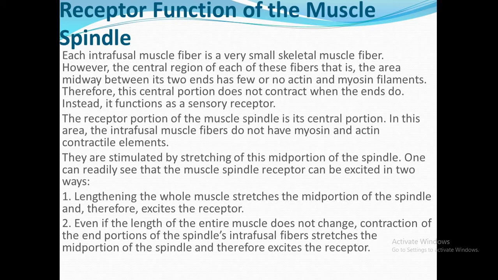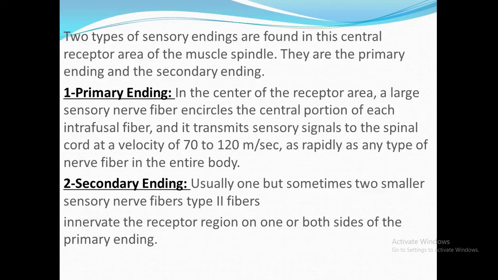One can readily see that the muscle spindle receptor can be excited in two ways. First, lengthening the whole muscle stretches the mid portion of the spindle and therefore excites the receptor. Second, even if the length of the entire muscle does not change, contraction of the end portion of the spindle's intrafusal fiber stretches the mid portion of the spindle and therefore excites the receptor.